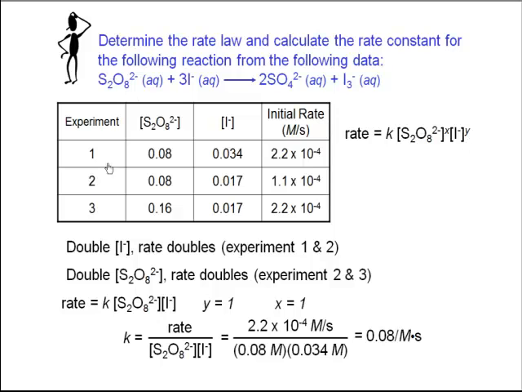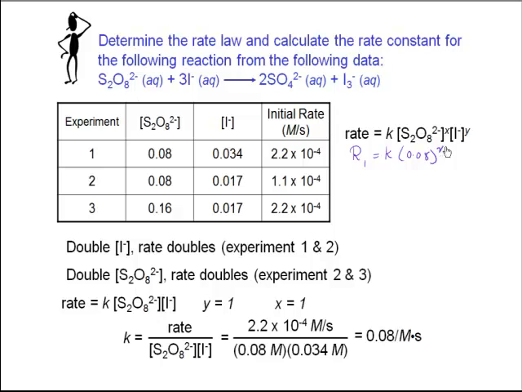As we can see from experiment number 1 and 2, the persulfate concentration is kept the same, however iodide concentration is halved. Now what do we see from here? The rate of the reaction is also halved. In that case, we can say that the order of the reaction with respect to iodide ions is 1, because if iodide concentration is raised to 1, then on halving the iodide concentration, the rate of the reaction will also halve.